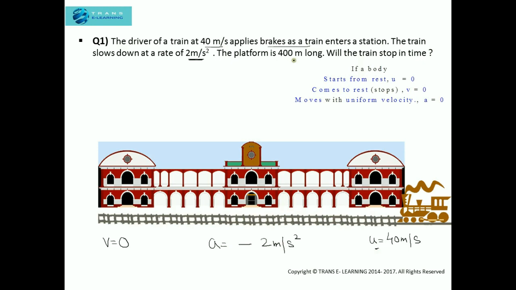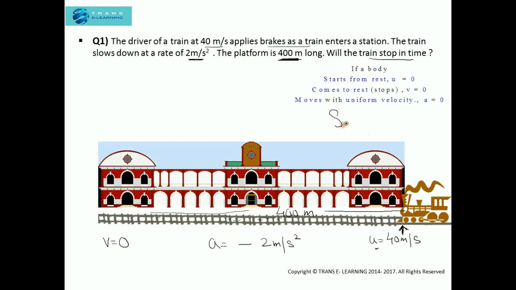And the platform is 400 meters long. The length of this platform is given as 400 meters. So now the question is, will the train stop in time or not? What parameter should we consider, what should we find to get this answer?